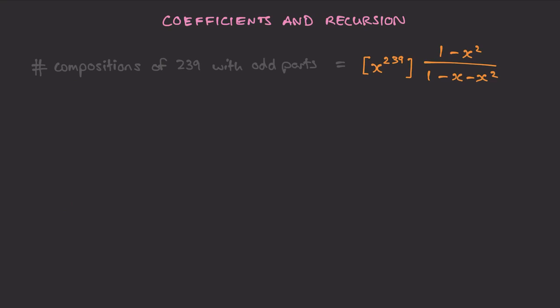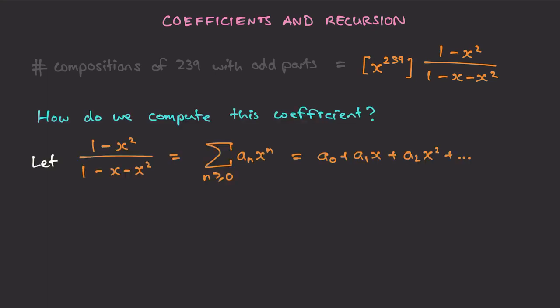For now, let's forget that we were thinking about compositions and instead just focus on the problem of determining this coefficient. What we'll be doing actually determines all the coefficients at once, not just the one we're interested in. So we're going to give them all names. Say a0, a1, a2, and so on is the sequence of coefficients of (1 minus x squared) over (1 minus x minus x squared). We can eliminate the fractions by multiplying through by 1 minus x minus x squared.